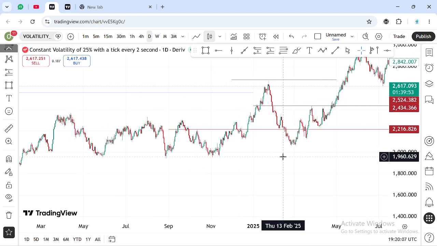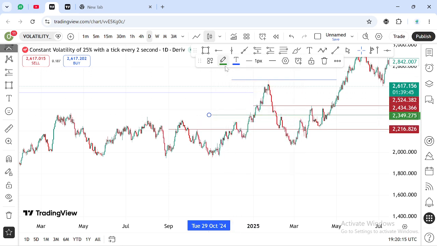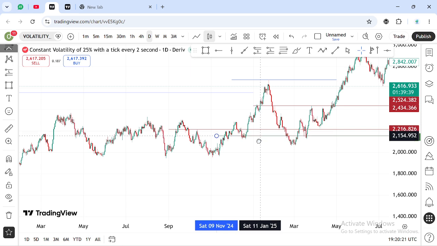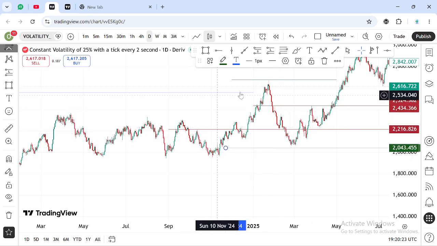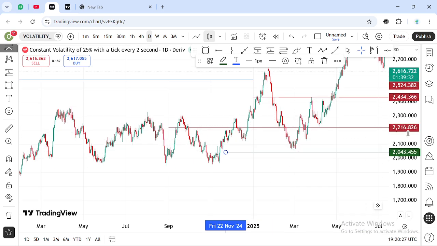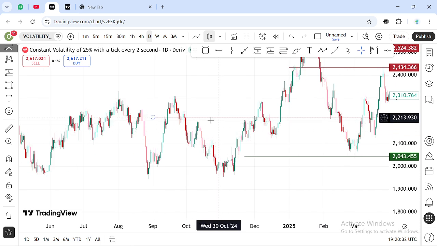I'll be using green to mark my next level. I'll be changing the color to, let's see, let me pick a dark green. Yeah, so I'll be using a dark green line. So now for this first push after this break of structure, what I can see is after price gave a clear break of structure here.